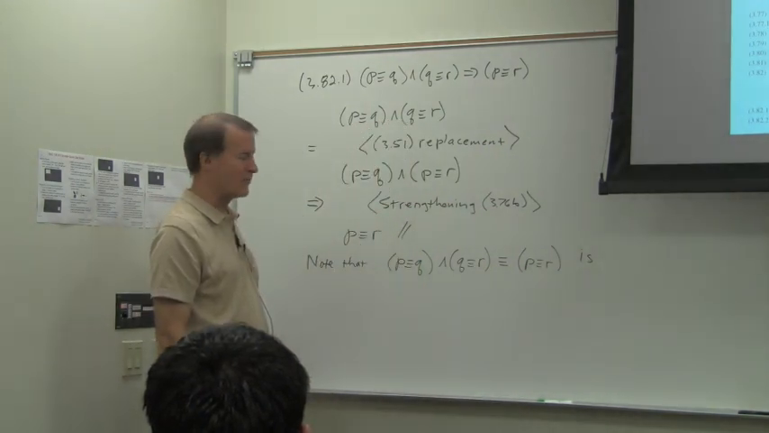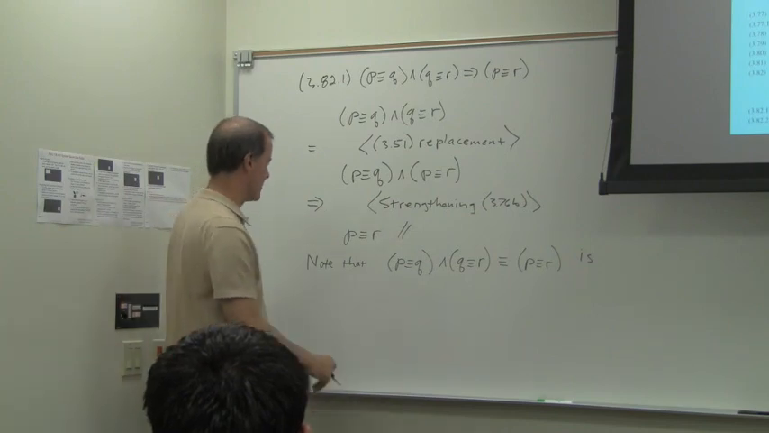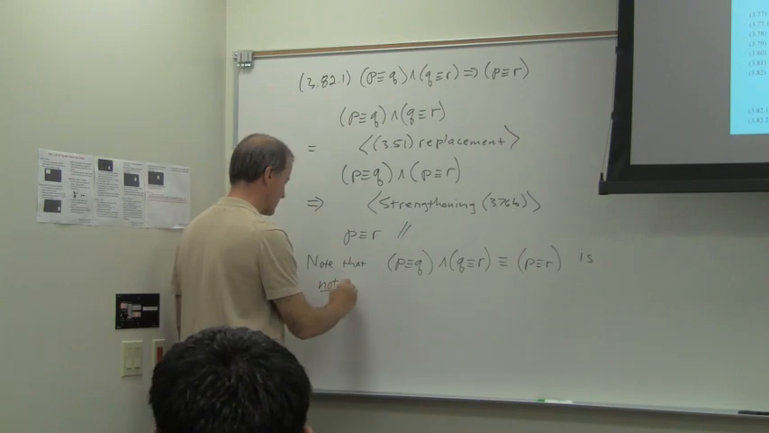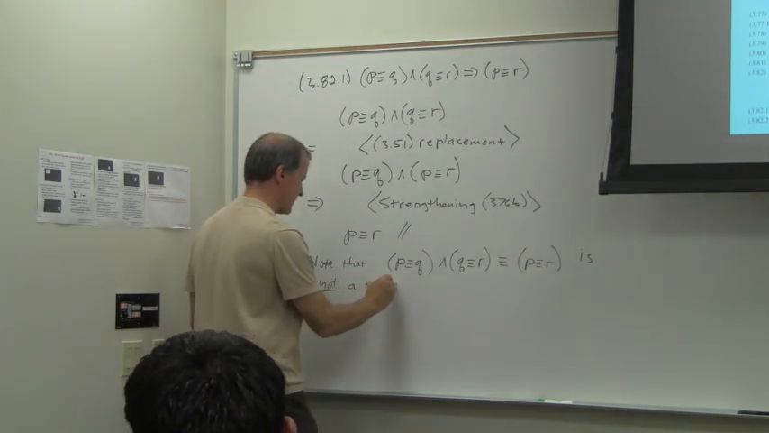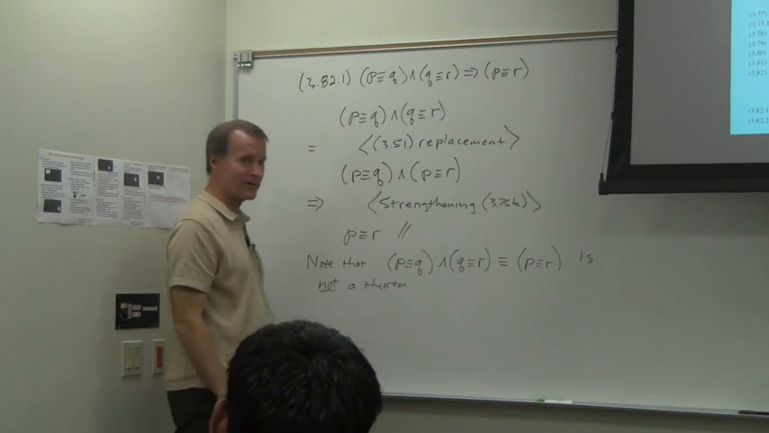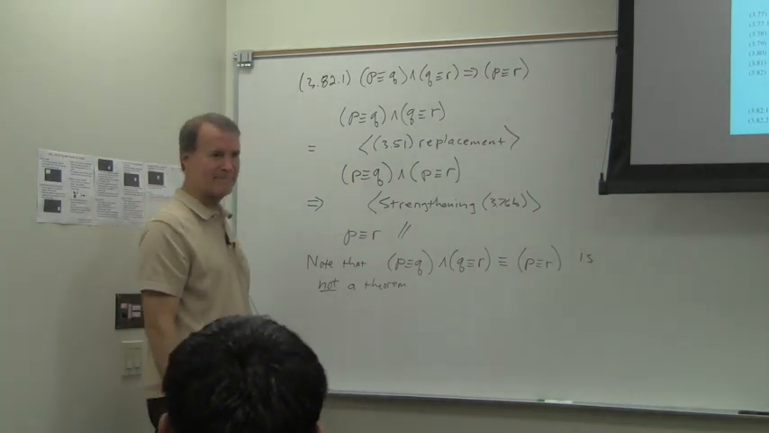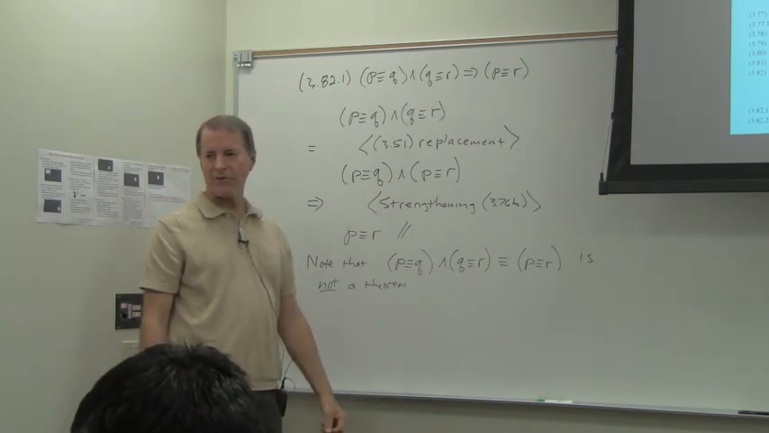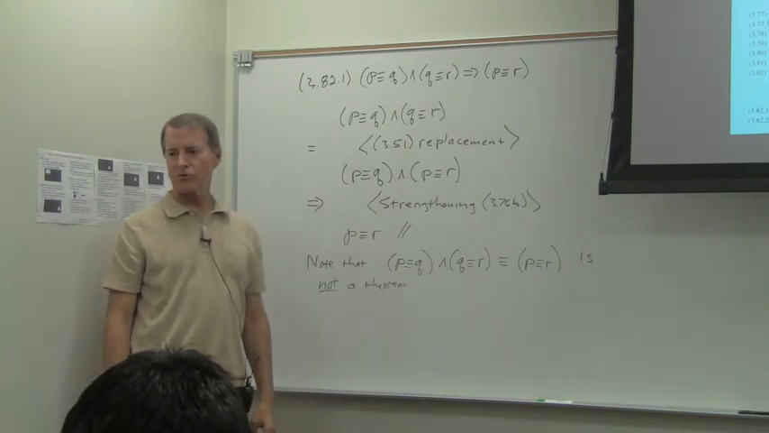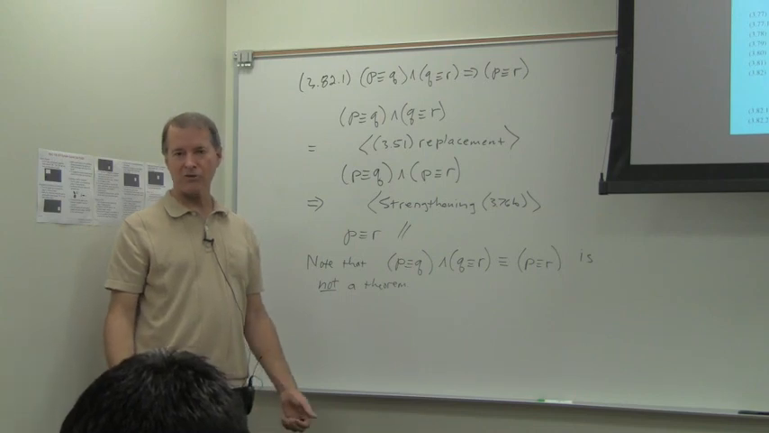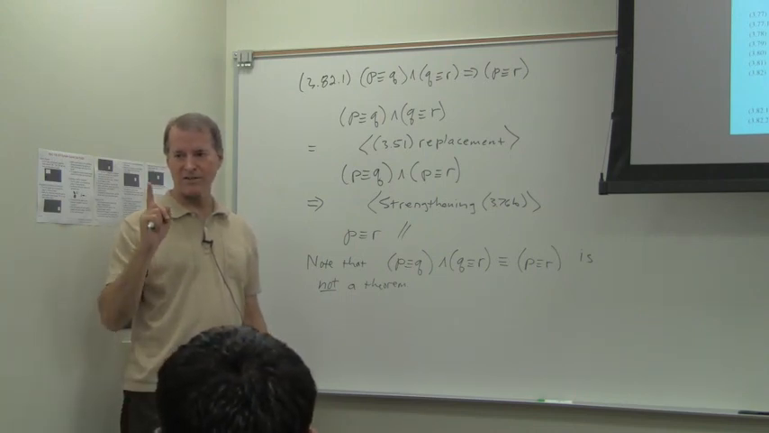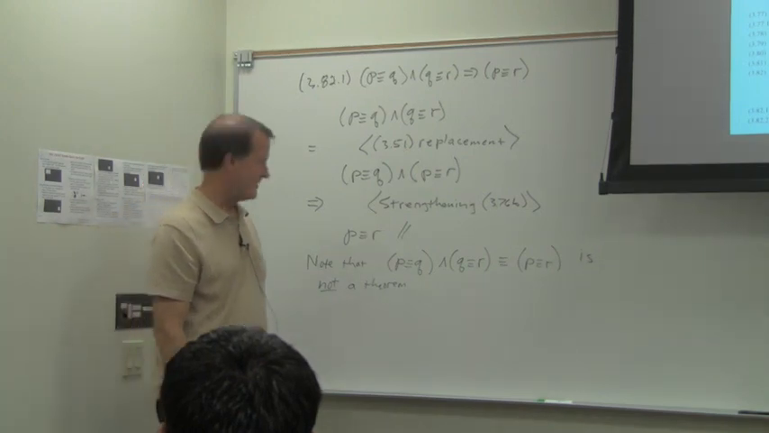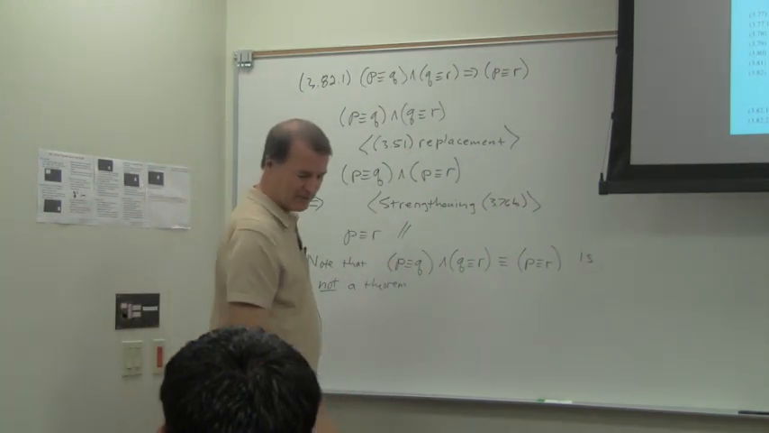Can you prove that it's not? Note that this is not a theorem. How can we show that something's not a theorem? Disprove it. In order for it to be a theorem, it has to be true in all states. So all you have to do to show that it's not a theorem is show one state where it's not true.